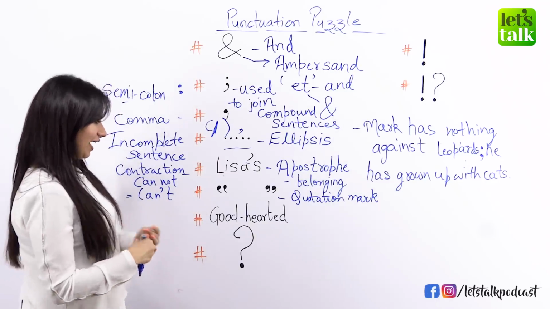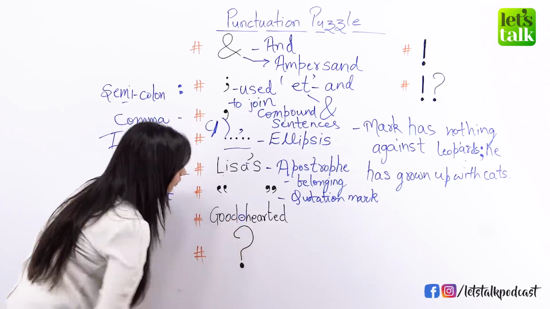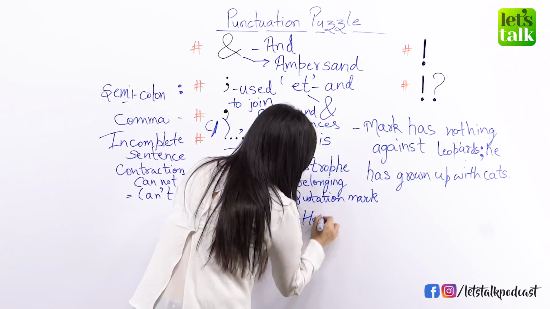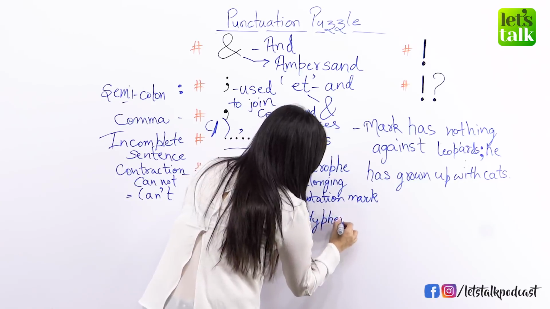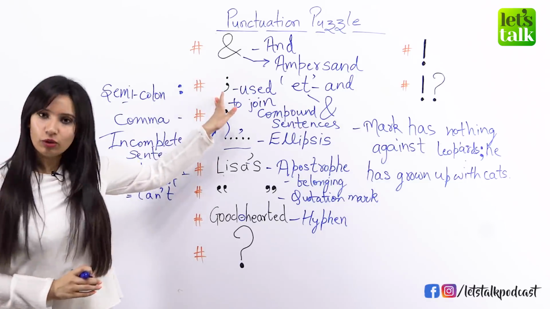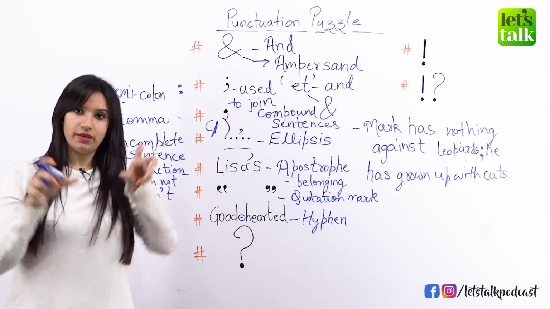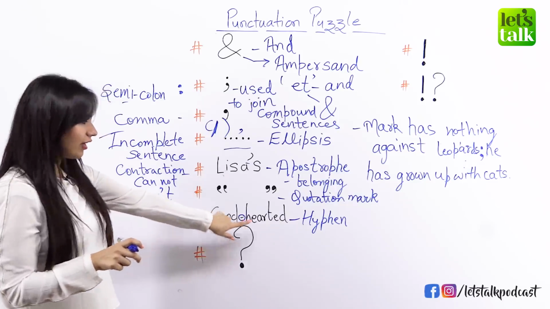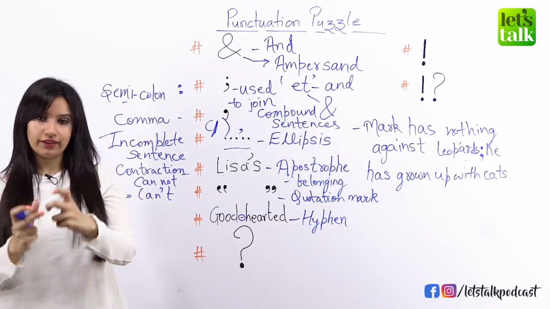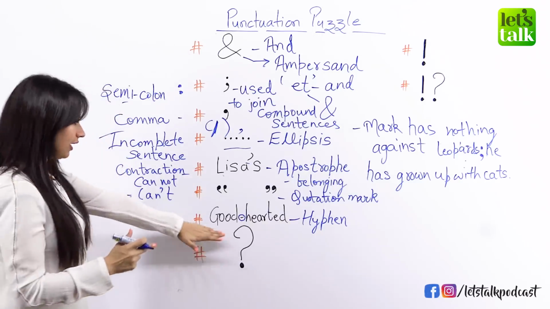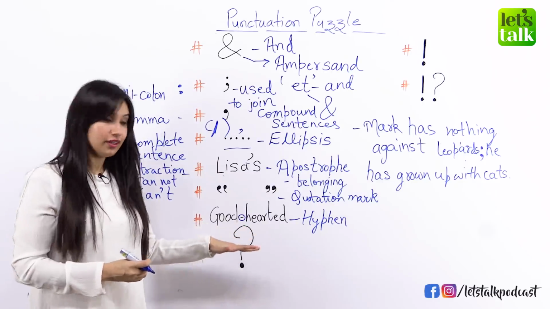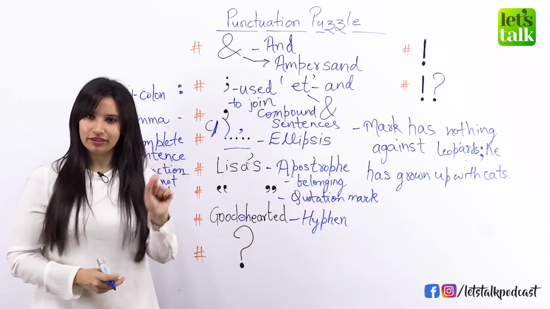The next one that we have is a very small one, which we use very often. It's called a hyphen. So like we have semicolon that we use to join two independent clauses, we have hyphen to join two words, which are together called compound words. So like we have it here, good and hearted come together to form good-hearted, but we join them using a hyphen.